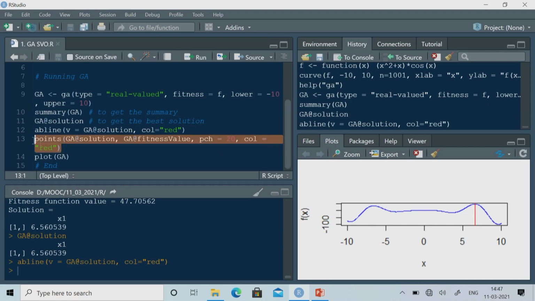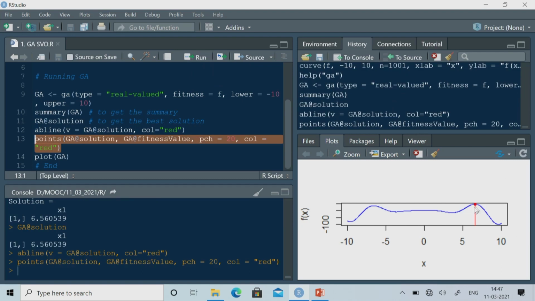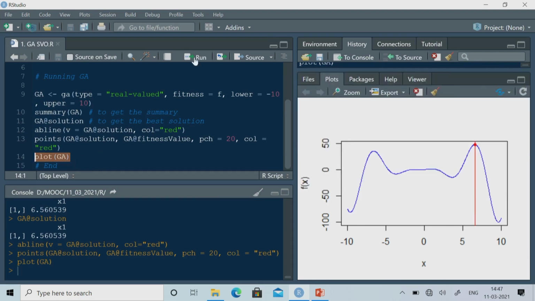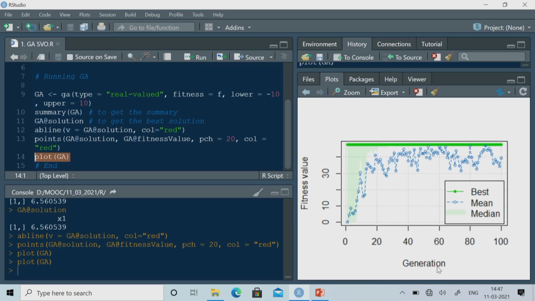So, if I execute this particular line, then you can see that this is the optimal point actually. I am just putting an optimal point in this particular function. I am getting that one, and then I can plot GA. I will get the fitness versus generation curve. If I execute this particular line, I will be getting fitness versus generation.